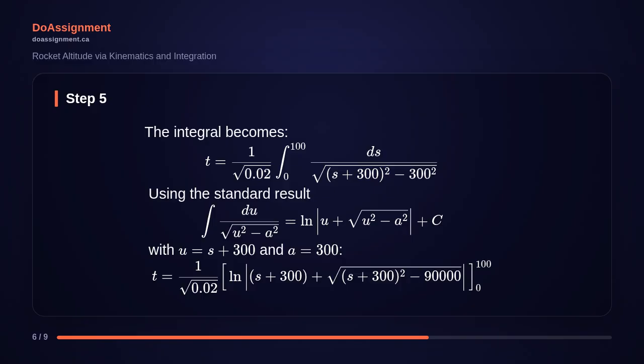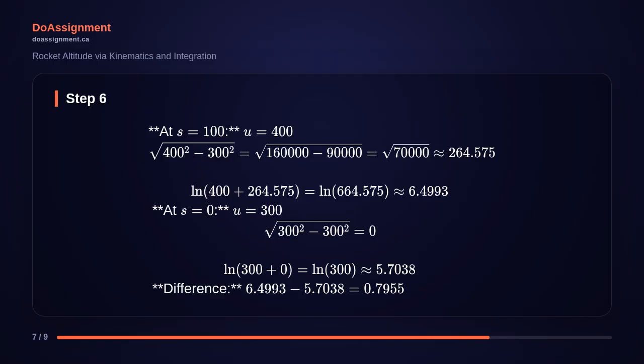We pull the constant 0.02 outside the square root, giving 1 over root 0.02 times an integral of the form du over root u squared minus a squared, where u is s plus 300 and a is 300. This has the standard antiderivative of the natural log of u plus the square root of u squared minus a squared.